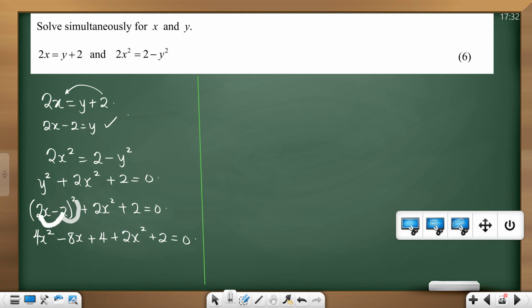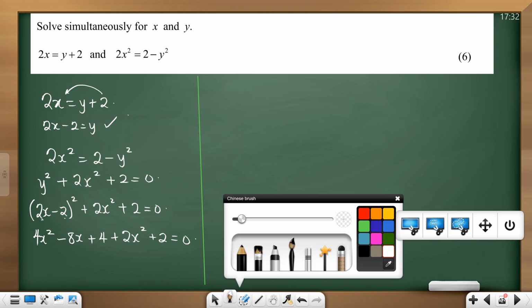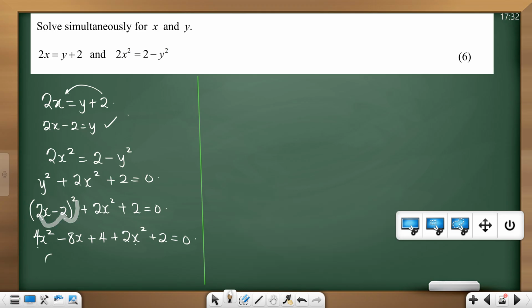2x times negative 2, negative 4x. Multiplied by 2, negative 8x. That's the simplest way. 4x squared plus 2x squared, 6x squared, minus 8x, plus 4 plus 2. I think we can divide by 2 to make life very easy for us. Or you can just use your quadratic, but I'll divide by 2.